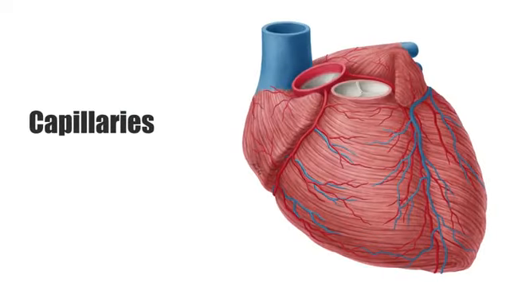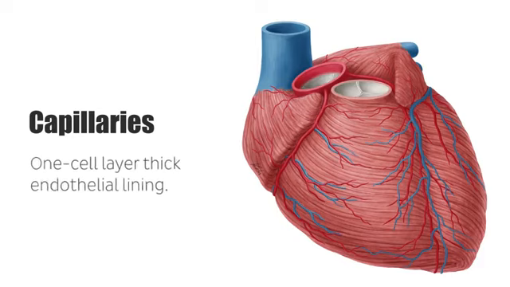Lastly, the capillaries, which are found in the muscles and the lungs, are microscopic and have a 1-cell layer thick endothelial lining. In other words, the walls of the capillaries have the width of 1 single epithelial cell. They can only tolerate blood under very low pressure due to the fact that it will move slower and gas exchange has a chance to take place.